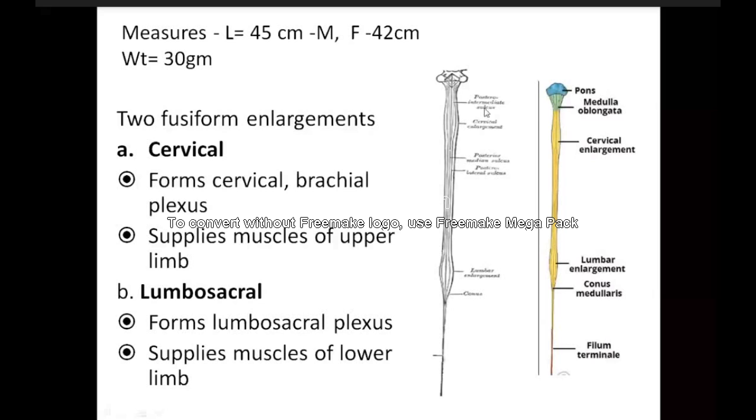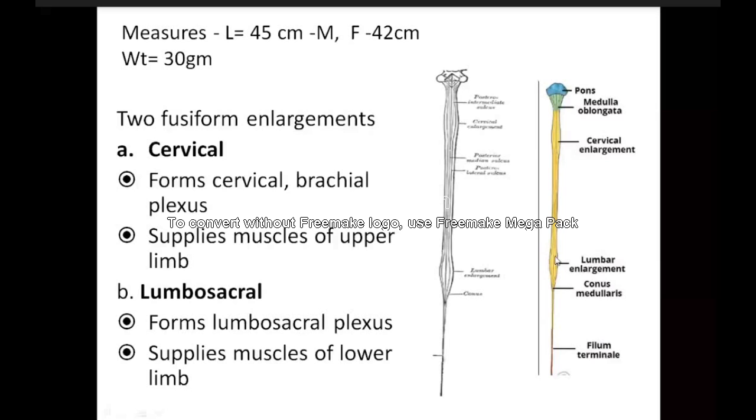Now here you can see within the spinal cord the two fusiform enlargements. See this one and this one. You find these enlargements, one at the level of the cervical region, which is known as cervical enlargement, and another enlargement at the level of lumbar region, the lumbosacral enlargement.